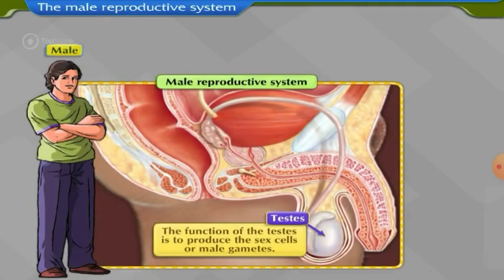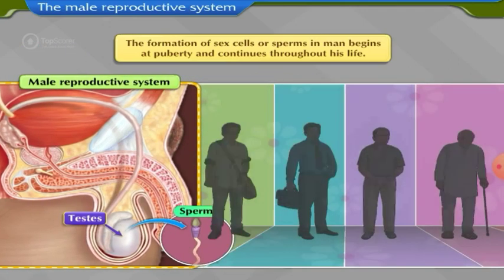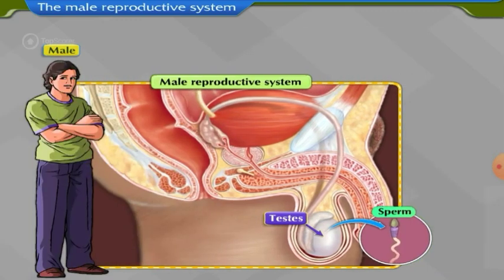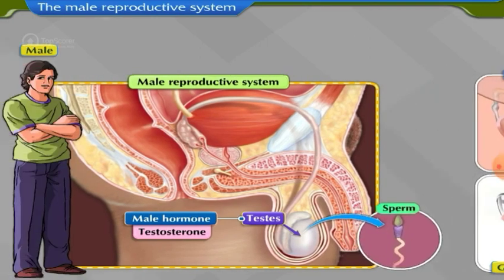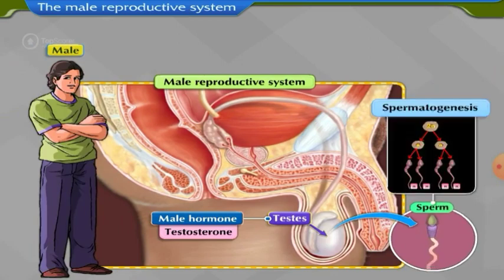The function of testes is to produce the sex cells or male gametes called sperms. The formation of sperms in man begins at puberty and continues throughout his life. Testes also secrete the male hormone, testosterone. This hormone brings about changes like a deeper voice and growth of thicker hair on the face in boys during puberty. The process of sperm formation is known as spermatogenesis.